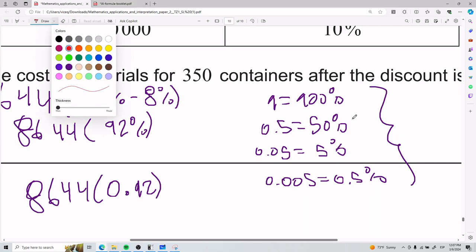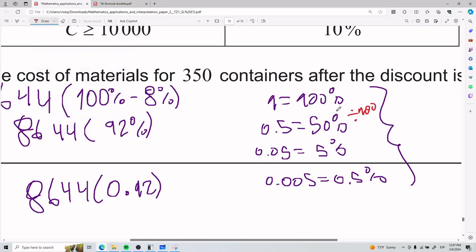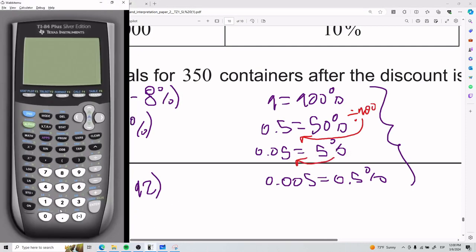What is happening behind the scenes? You're just dividing by 100. See, so 50 divided by 100 gives you 0.5. 5 divided by 100 gives you 0.05. If you don't trust me, well, it's about time you did. 5 divided by 100, 0.05. See? 50 divided by 100, 0.5. So that is how you get from percent to decimal.